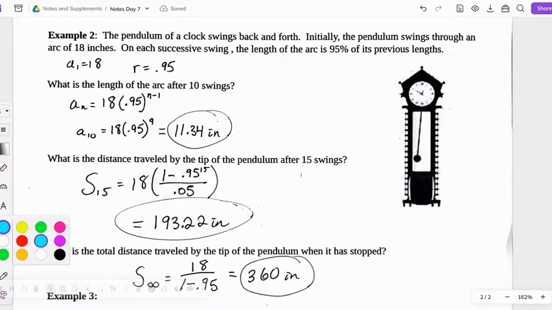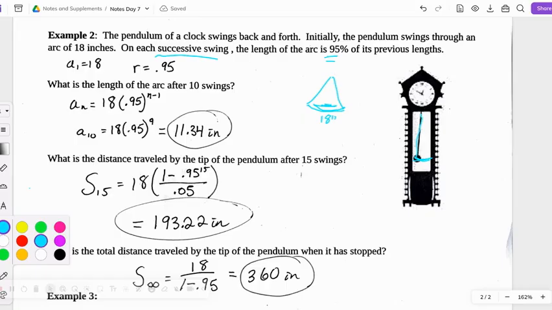All right, once again, I have the answers all there. Okay, try not to look at them. Have some self-discipline here. Example 2. The pendulum of a clock swings back and forth. Initially, so here we go. Here's the pendulum. It's going to swing back and forth. Initially, the pendulum swings through an arc of 18 inches. So our first time the pendulum swings, the arc is 18 inches. That's what that says. Okay, so it's going to be over here then. On each successive swing, the length of the arc is 95% of its previous length. So it's going to be here, and then here, and then here, and then here.